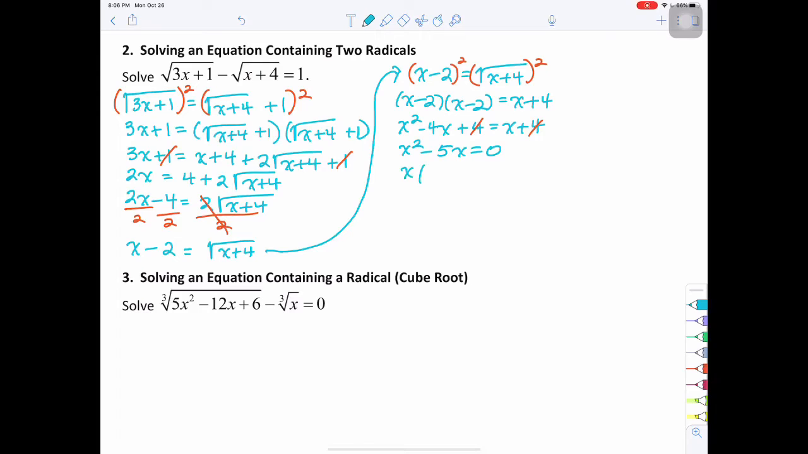Let's factor an x out. And here we have our zero factor property that we learned. And either x is equal to 0 or x minus 5 equals 0. So I'm going to circle these proposed solutions since I have a lot written here. And now I'm going to show you how to do this on a calculator.